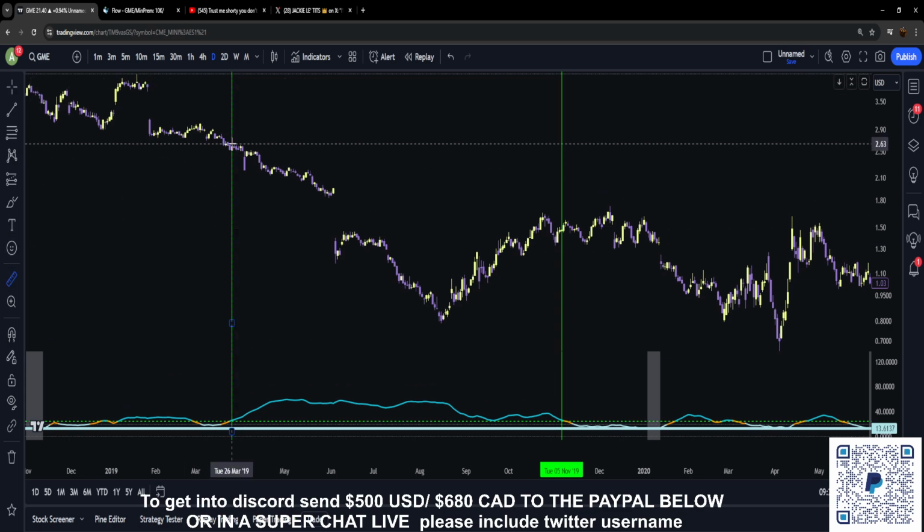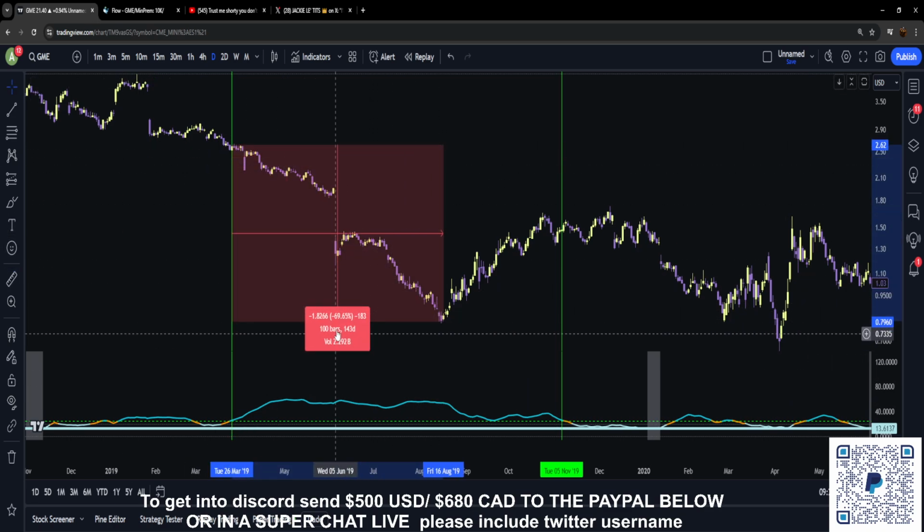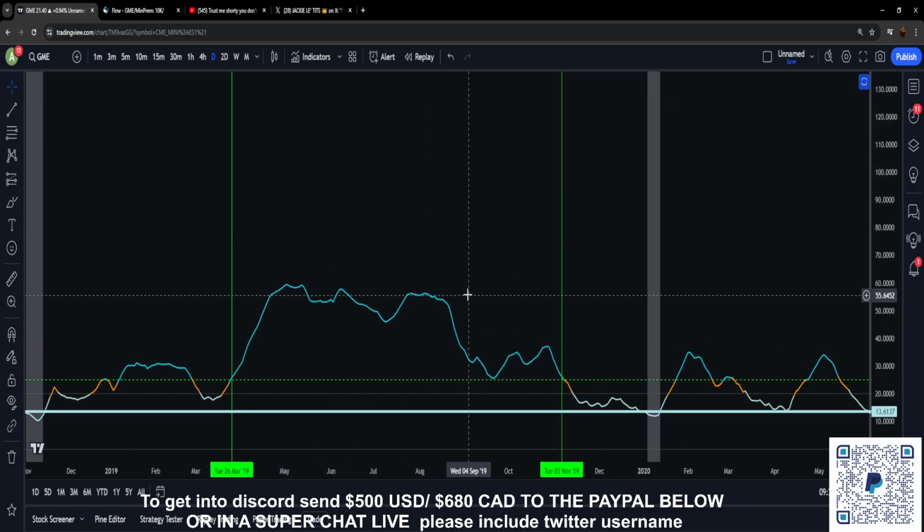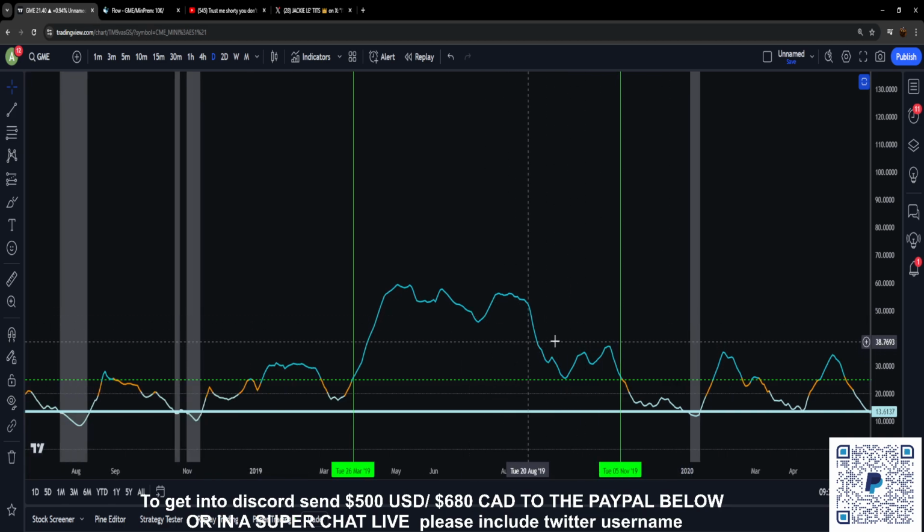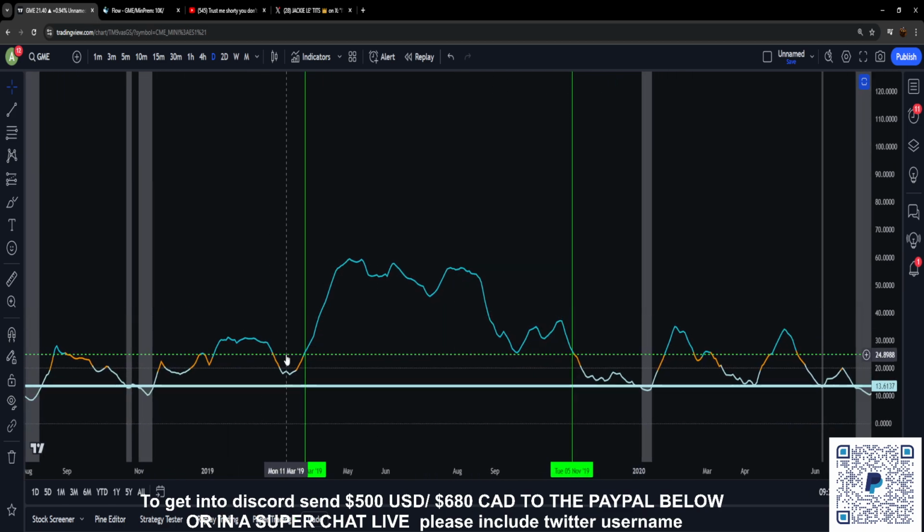Look at the strength of this move that happened. GameStop went down 70% in 140 days. Incredible, incredible strength of trend. So that's all you really need to understand about this indicator. And the higher and higher the ADX rises, the more volatile and the more velocity will be behind that particular move of that trending range that is currently taking place.